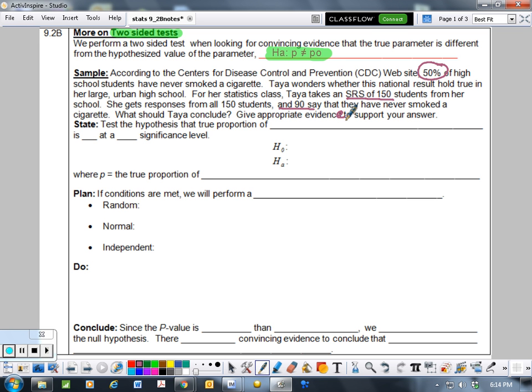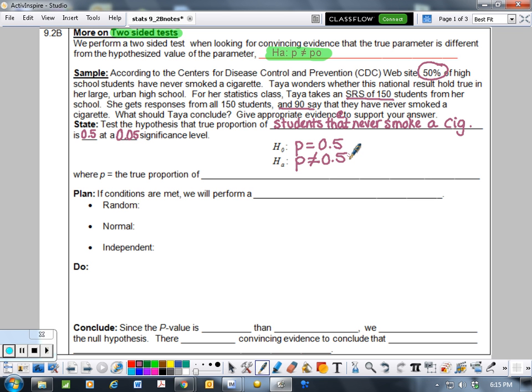Sorry about the typo. So test the hypothesis that the true proportion of students that never smoked a cigarette is 0.5. So we go with that national average at a 0.05 significance level. So no difference. So p is 0.5, but we think that there's a difference. But we're not sure if it's higher or lower. So we're going to say p is not 0.5.